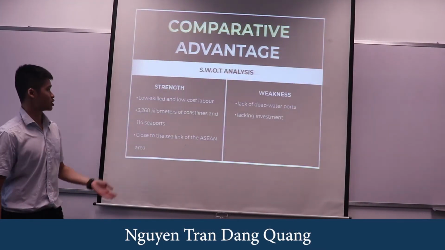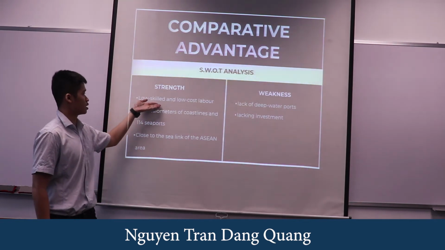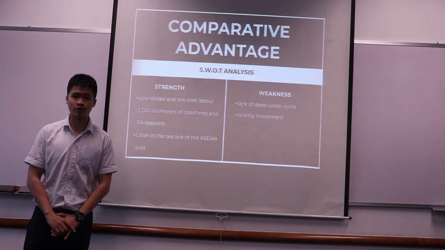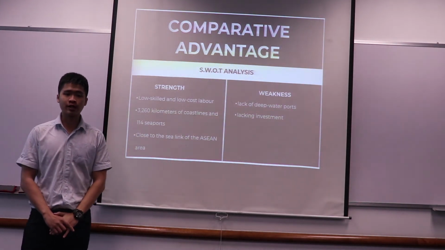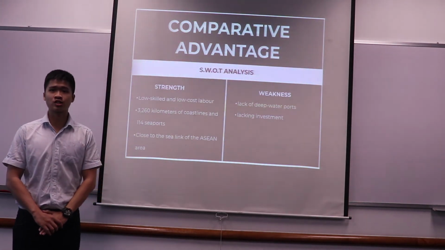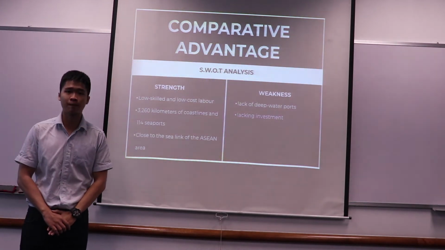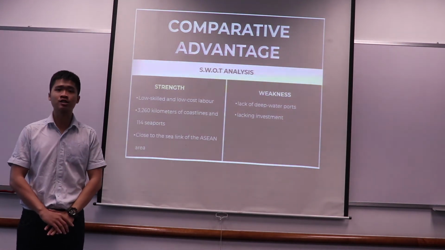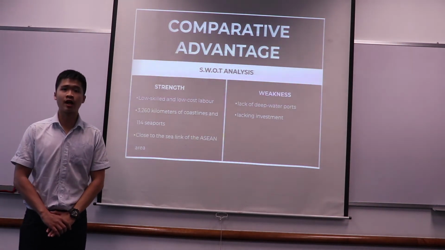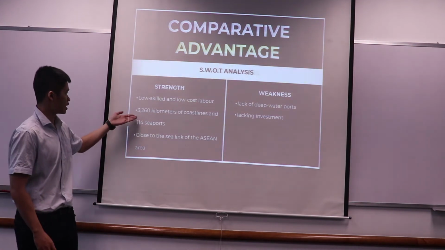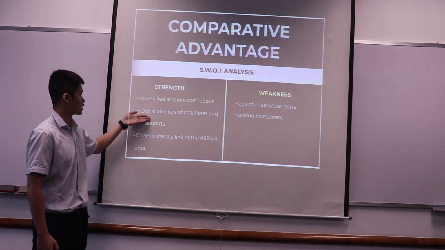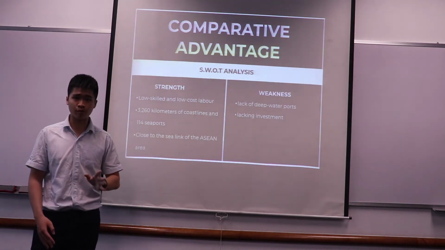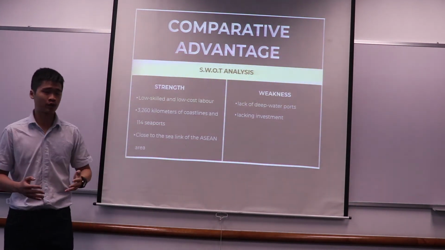Hi, my name is Quang. As you can see, the strength: Vietnam is a low-skill and low-cost labor-abundant country. It acts as a continual port of call for multiple international shipping companies such as Hanjin Shipping and Maersk Line to receive mega vessels. By that, it increases the Vietnamese opportunity towards an international standard shipping process and port operations. With 3,260 kilometers of coastline along with 114 seaports, it has a major advantage to develop ports.